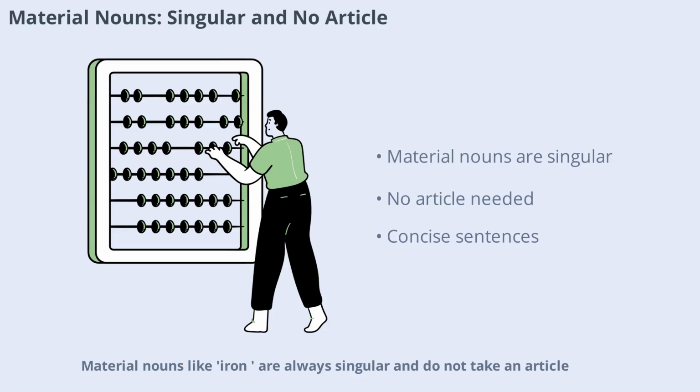Material nouns like iron are always singular and do not take an article. For example, "iron is used in all types of constructions," not "the iron is used." This rule helps avoid unnecessary articles and keeps your sentences concise.